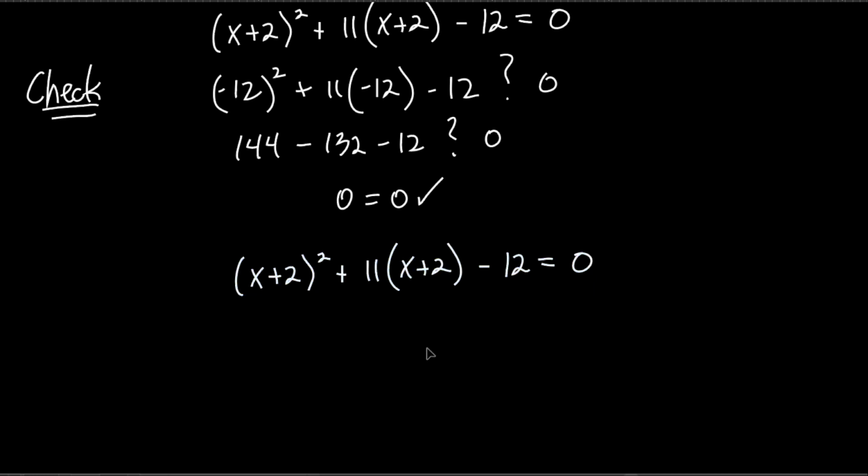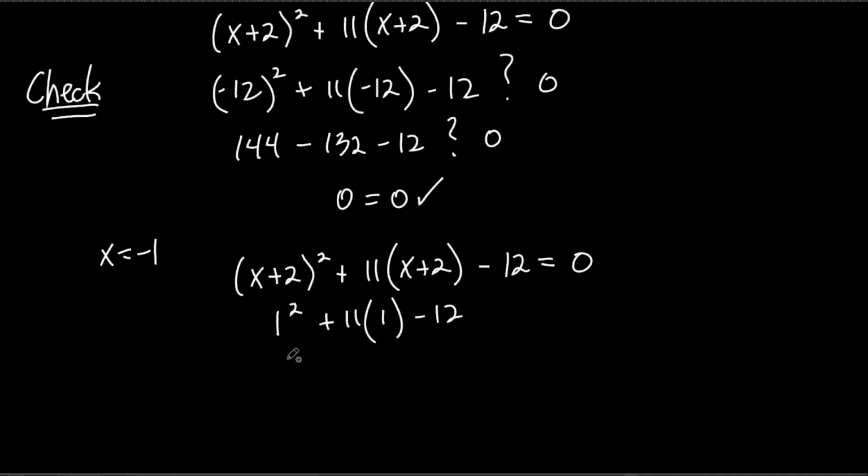All right, so now let's put a negative 1 in for the x. Well, negative 1 plus 2 is 1 squared. We'll do that in a second. Plus 11. Put a negative 1 in. Remember, we're checking x equals negative 1, right? Put a negative 1 in for this. Negative 1 plus 2 is 1. And let's see if this equals 0.